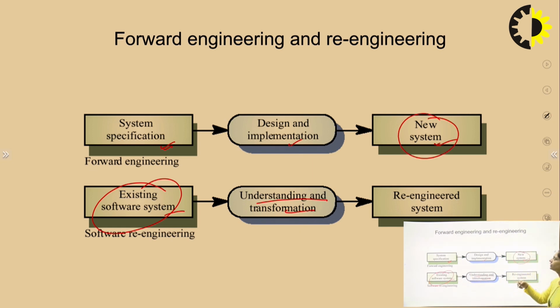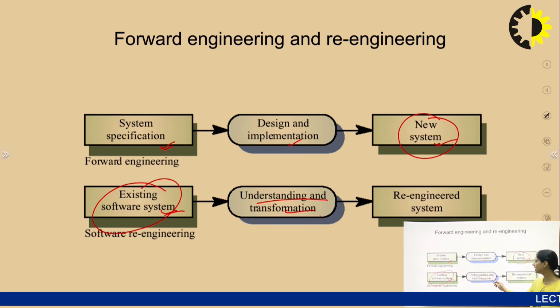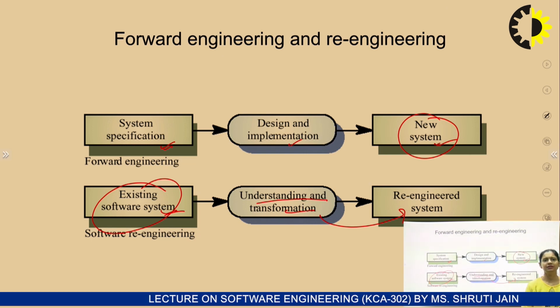Now when we are moving into the re-engineering phase, we already have a software system that is provided to the developers for understanding and making the transformations. Once that understanding and transformation is done, it moves into the re-engineered system. So they get a system, but that is a re-engineered one. The already existing system moves into the understanding and transformation phase, and at the end we are provided with a re-engineered system that is more maintainable.